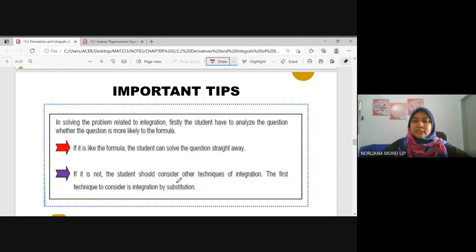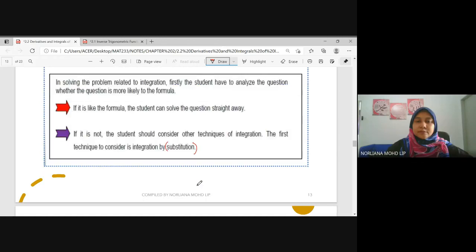Okay, so in this chapter, we only focus on the substitution. Another techniques of integration we will learn in chapter 3, techniques of integration. Untuk ni kita hanya fokus kepada substitution. Chapter 3 baru kita tengok lah apa ada implicit ke apa kan, by parts.